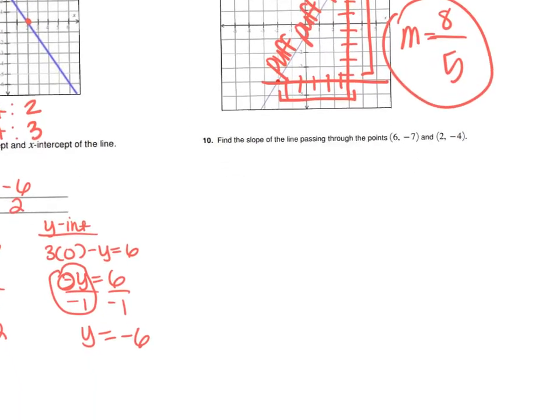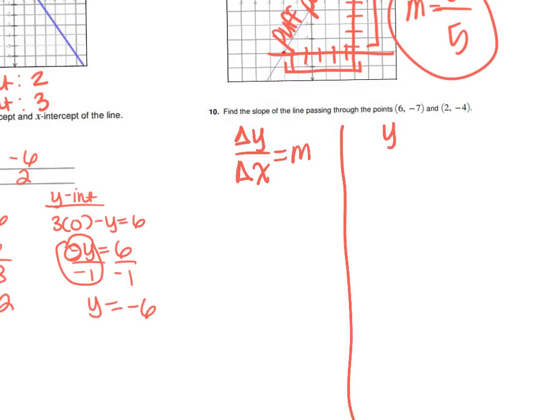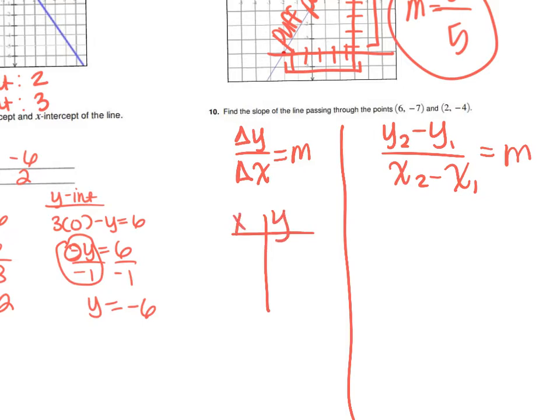Down on 10, we're finding the slope again. There's 2 ways we can do this. You can do delta y over delta x, which is our change in y over change in x. This is where we use a table. Or you can use y sub 2 minus y sub 1 over x sub 2 minus x sub 1 to give you your slope. I'm going to start with the delta y over delta x. This is where you list your points.